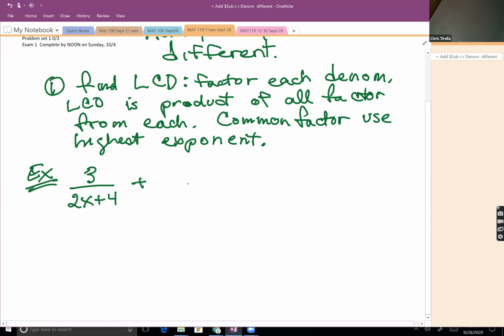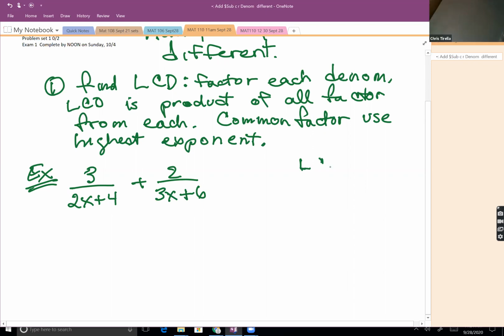Plus 2 over, did I do this example with you guys last class? 3x plus 6. Does this look familiar or not? Yeah, we did that one. You did that one? Yeah. Did we find the common denominator? Did we go through and finish the addition or not? No, we started it, but we didn't finish it yet.